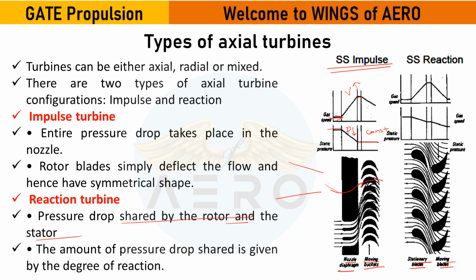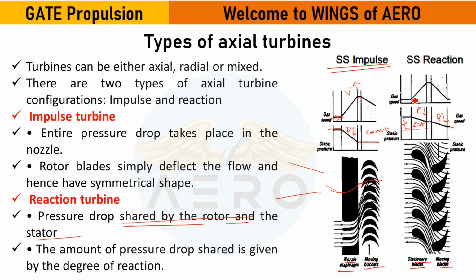Then let's move on to the reaction turbine. The reaction turbine says the pressure drop is shared by both the rotor as well as the stator. So what you can see here is a slight decrease in the stator, and after it moves to the rotor, again a slight decrease. So this is the complete pressure drop.